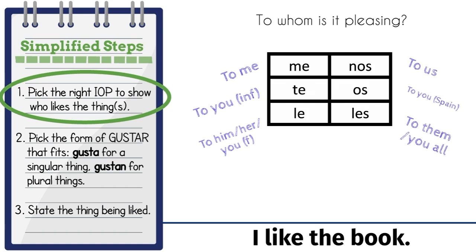If your brain is stuck in English-style mode, you can loosely equate these words with I, you, he, she, you, we, they, and you all. Just remember, these blue translations only make sense with verbs like gustar. The purple words you see here are the most accurate way to remember these. Our example says, I like, or to me is pleasing. So, of course, we're going to go with this word here, me.